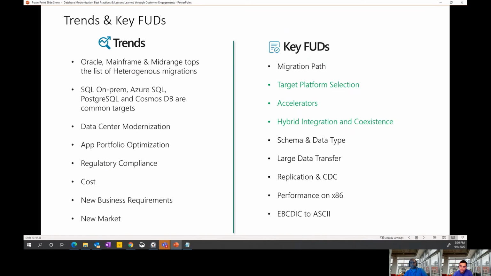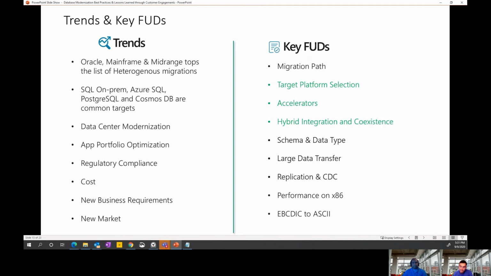Okay, and from these customers, of course, the key FUD factors, right, the fear, uncertainties, and doubts that we end up resolving is, of course, migration path, as we talked about on the SQL migration. But then also target platform selection, and I have a slide. I'll quickly talk about target platform selection, and then what accelerators Microsoft really has, right, to unblock us from mainframe and Oracle modernization. And then the third highlighted item on this slide, as you see, is how do we make sure as a customer, right, that while we are migrating from mainframe or Oracle, there is a hybrid integration in place, right?